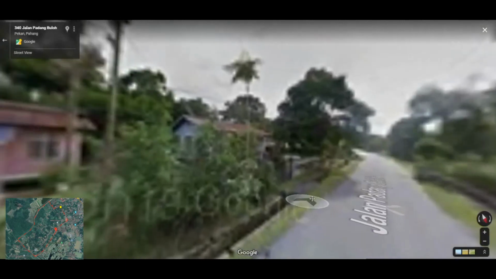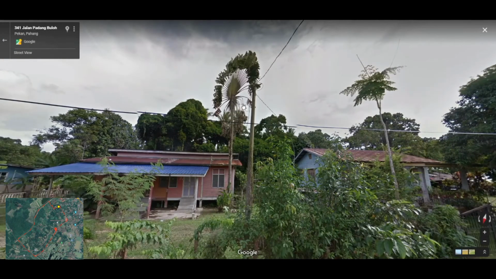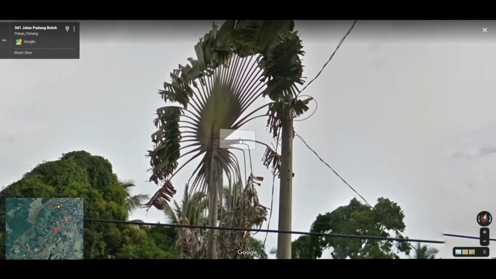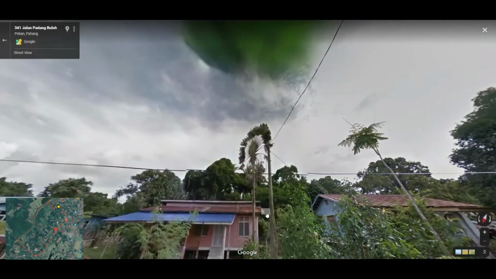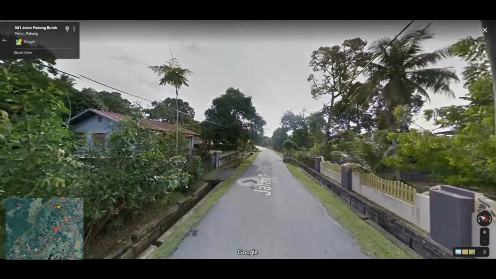So on your left, you will see a residential area, and if you look up, you will notice an interesting palm species called Ravenala madagascariensis, also known as traveller's palm. And this is actually a very unique sight that you can only see in the village housing area and not in the town area.